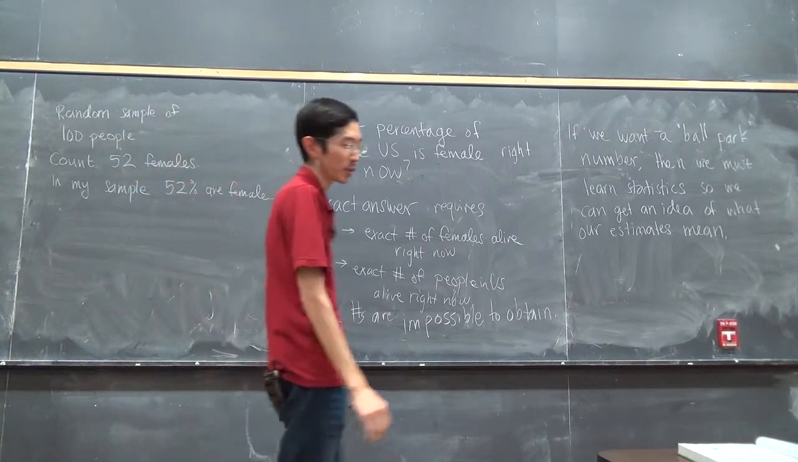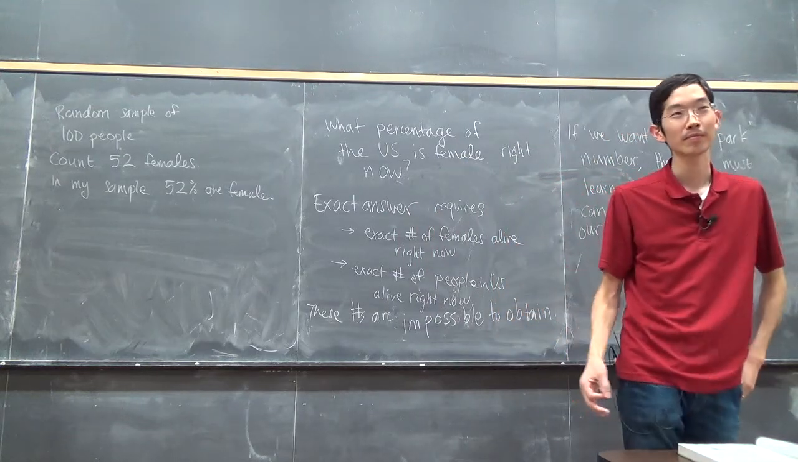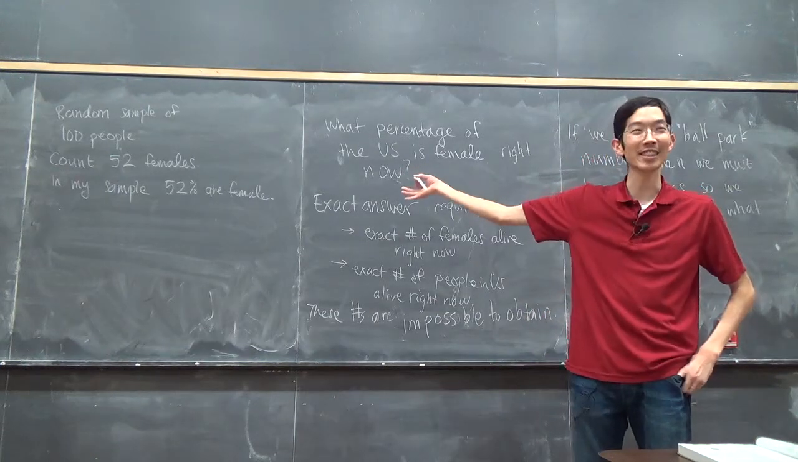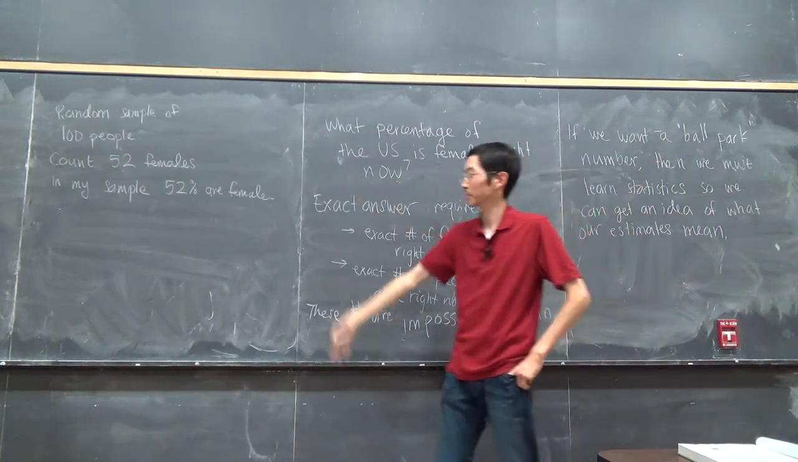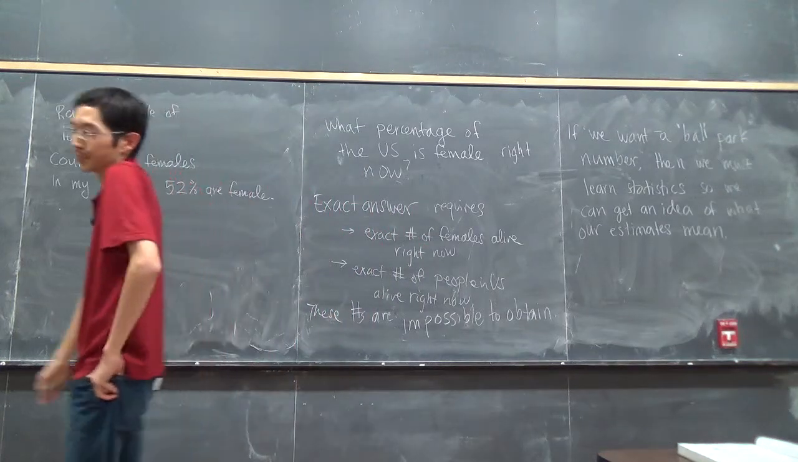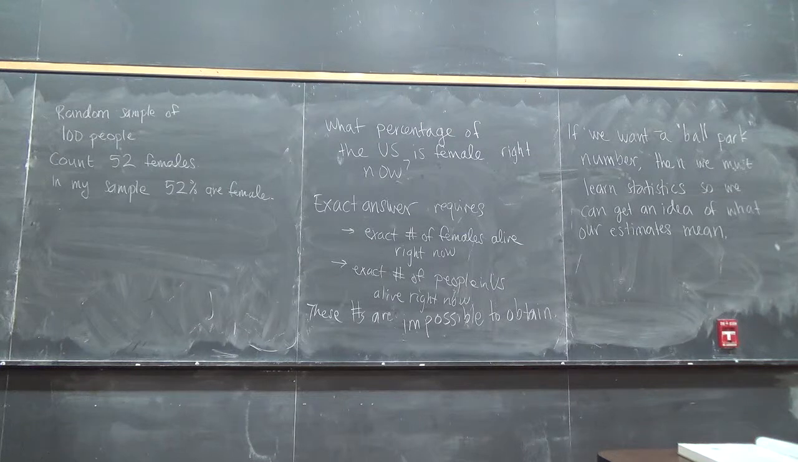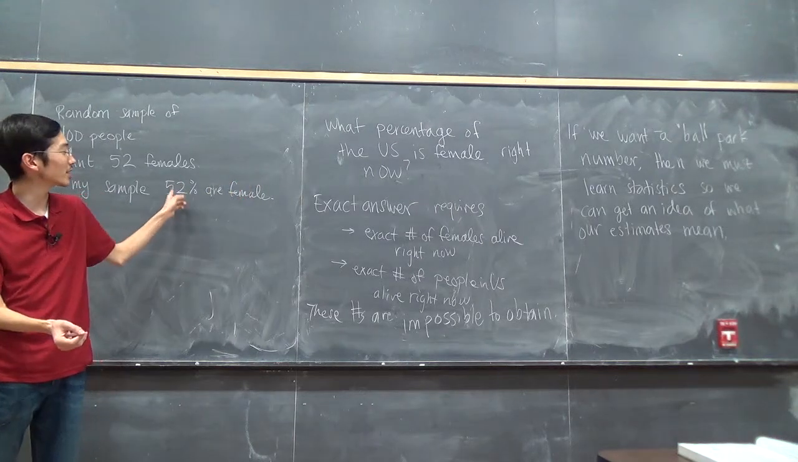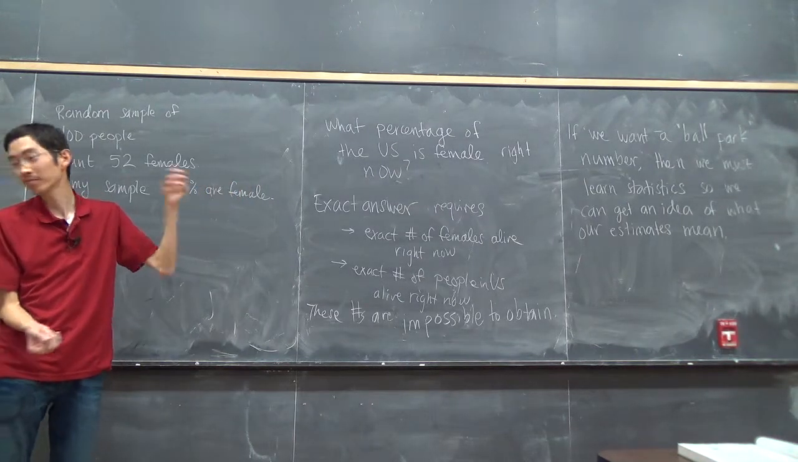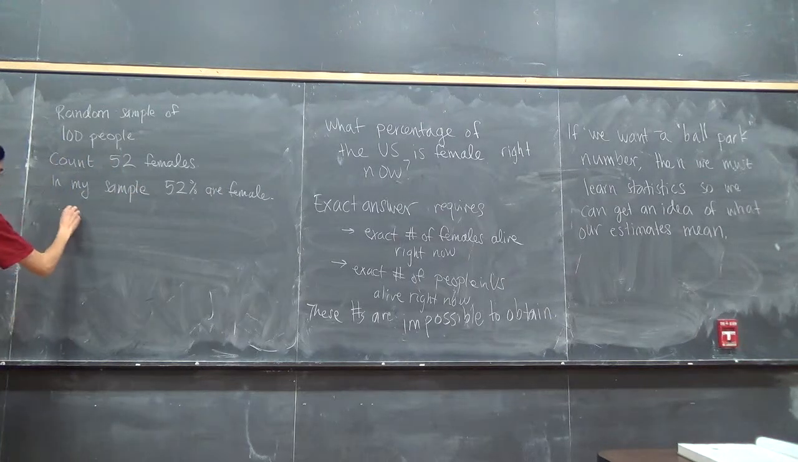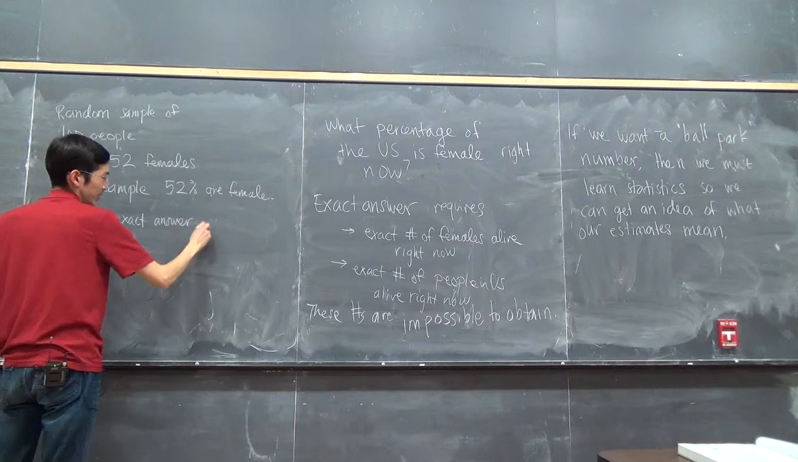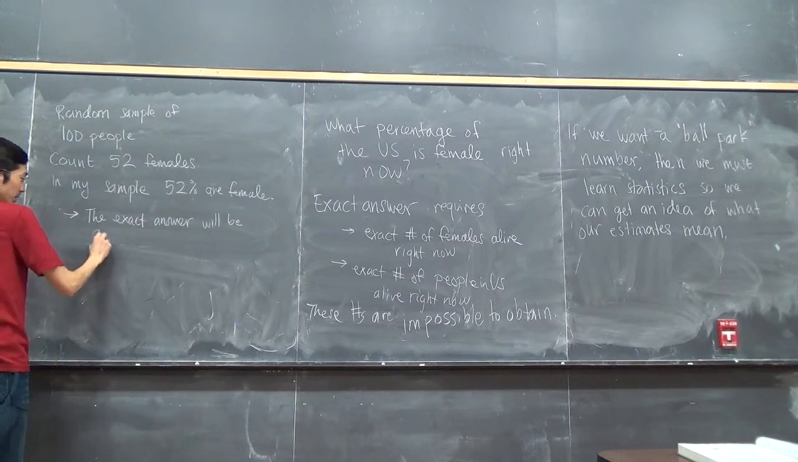What does this tell me about the U.S. population as a whole? Anything? Out of every 100 people, you might find 52 female. No. Well, I obviously did. So it feels like you can't say a whole lot. But it tells us that if we looked at everyone in the United States, and I were to go for the exact answer, it is probably somewhere around 52%. So what does this tell us? The exact answer will be around 52%.